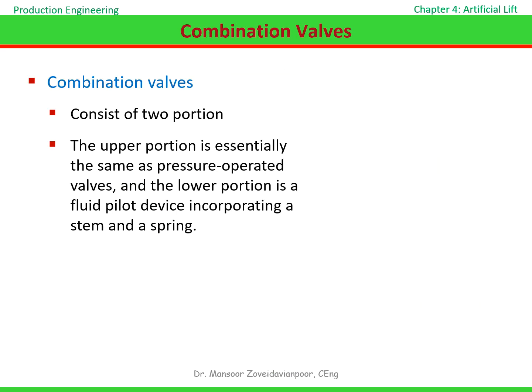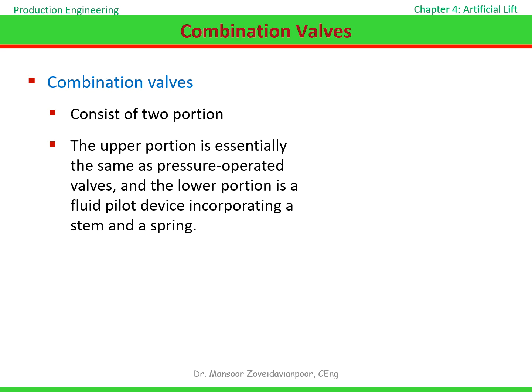As the name suggests, a combination valve combines features of both pressure-operated and fluid-operated valves. The upper section works like a conventional pressure-operated valve, responding to casing pressure. The lower section contains a fluid pilot mechanism, which responds to the fluid pressure inside the tubing. Why combine both? Because relying on only one pressure source doesn't always provide the most reliable control. By considering both casing and tubing conditions, the valve can make better decisions about when to open and close.